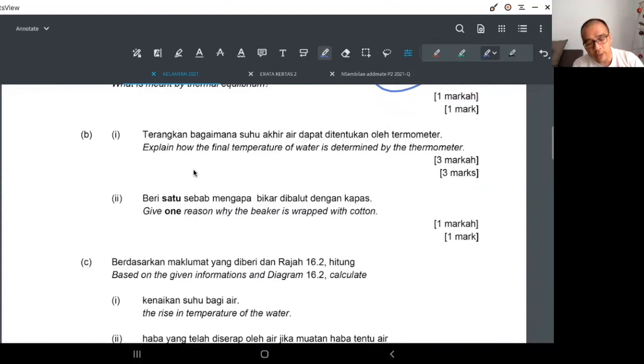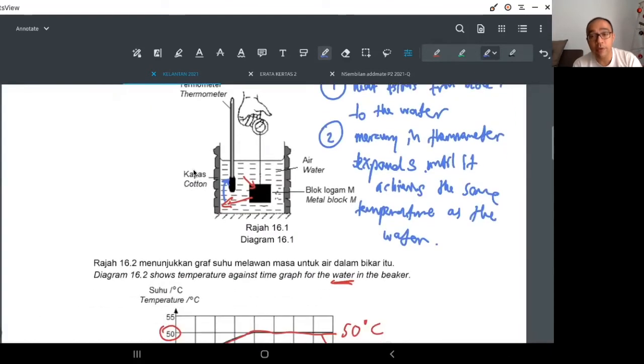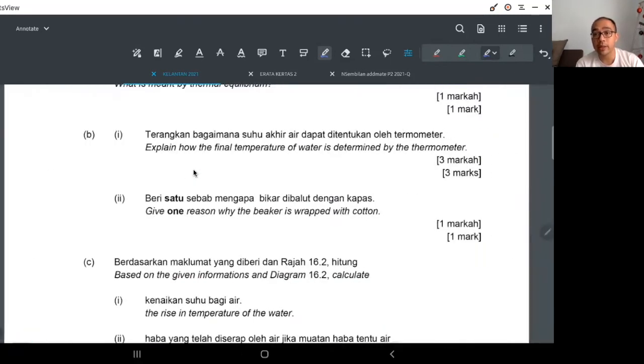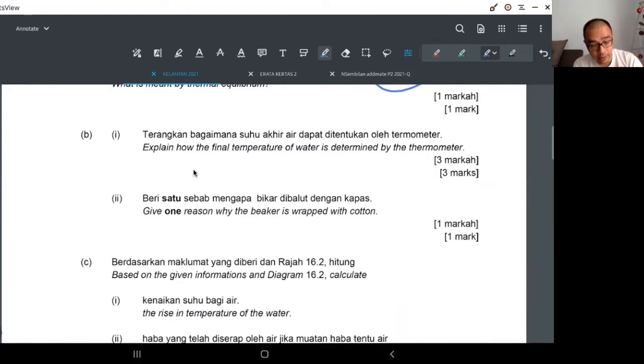Give one reason why this beaker is wrapped with cotton. It is to avoid the loss of heat to the surroundings. To avoid the loss of heat to the surroundings.